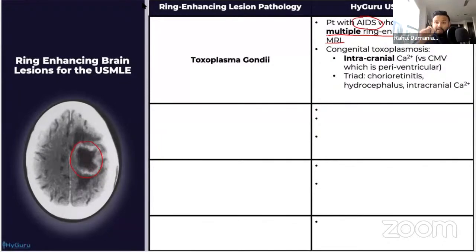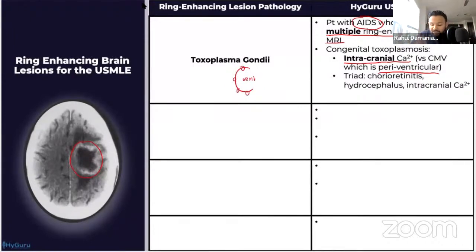When it comes to one of the differentials, which is congenital toxoplasmosis, this will be a neonate who has intracranial calcifications within the parenchyma themselves. And that is different than cytomegalovirus, because cytomegalovirus is going to give you periventricular calcifications. The way that I remember that is cytomegalovirus starts with C. The C makes me think of a ventricle, and I'm putting calcification surrounding that C.